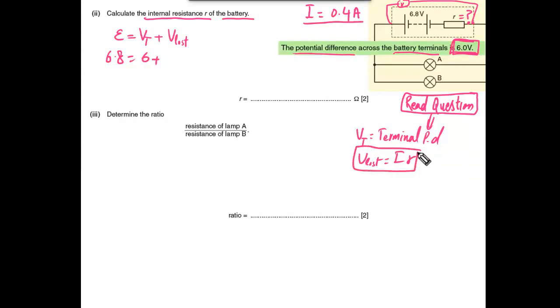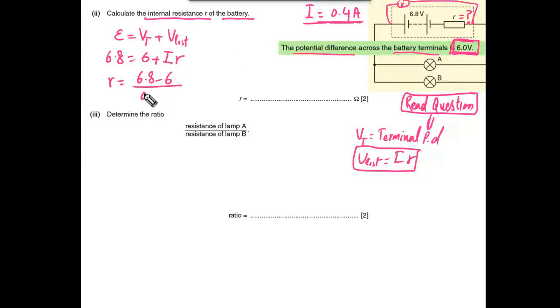So I will just write down here. So this is equal to capital I times small r. And capital I is the total current in the circuit that is given here. So we can just rearrange. So r will be equal to 6.8 minus 6 divided by I. So I is equal to 0.4.